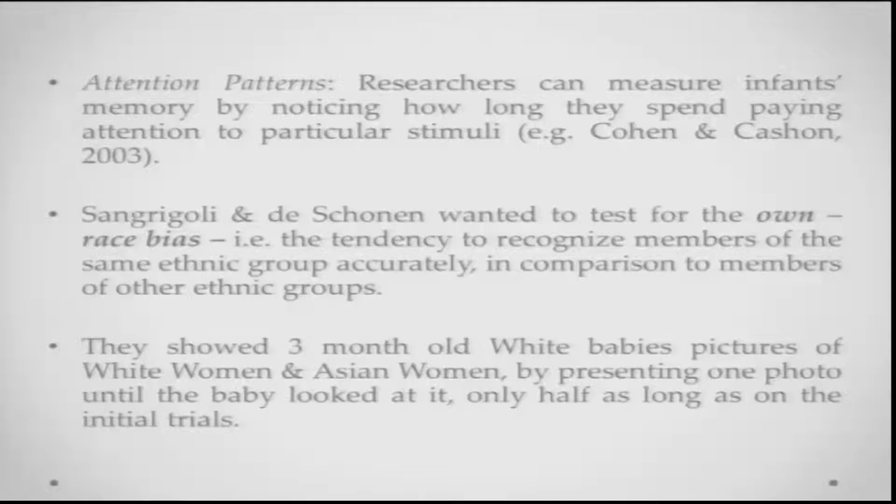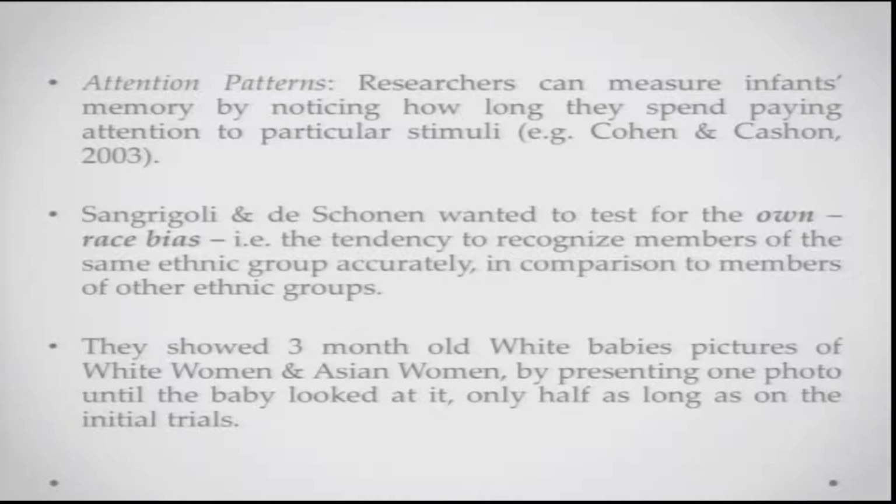So, this is one of the ways that researchers who work with very young children, infants for that matter, use to infer whether the child has acquired or remembered something or not. A very good demonstration of this could actually be seen in Sangrigoli and de Schonen's study, where they wanted to test children for the own race bias.